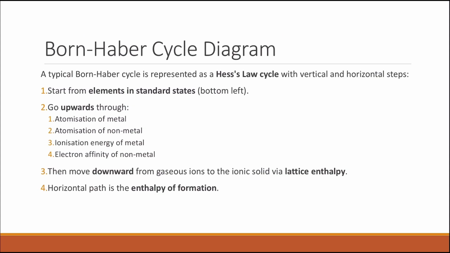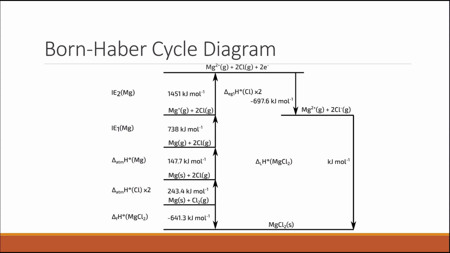Now the Born-Haber cycle diagram. I'm going to show you a quick diagram for one of the ionic compounds, and then we're going to do it step by step, because in the exam there will be some steps missing, and they want you to do the calculation. So this is the Born-Haber cycle diagram for magnesium chloride as the ionic compound. So how would we construct that? What are all of these arrows? So let's start.